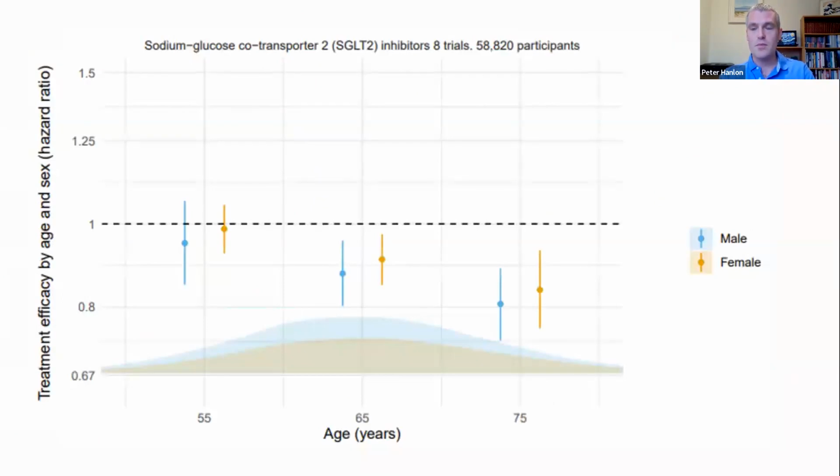When we looked then at what this means for the estimated efficacy across different ages, this was our estimate for SGLT2s, and this is based on IPD from 4 trials along with the aggregate data from the remaining MACE trials for this class. And you can see that there's an increased efficacy as people got older.